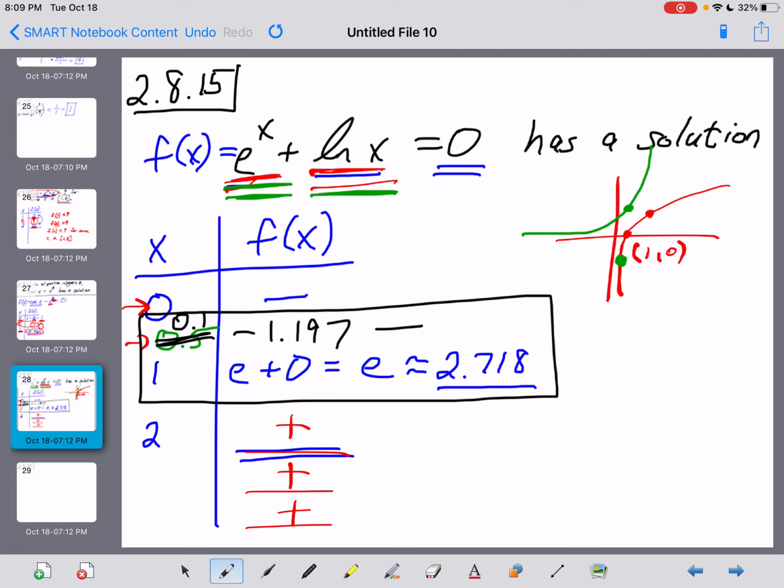We went from a negative y value at 0.1 to a positive y value at 1. So somewhere in between 0.1 and 1, there's got to be a spot here where our y value is equal to 0. Now, reading my directions, the problem did not say narrow that down. It didn't say use the bisection method. It just says prove that it has a solution. So the fact that I've shown that this function can be negative and then it can be positive tells us there's got to be a solution somewhere there where the value of that function is 0.